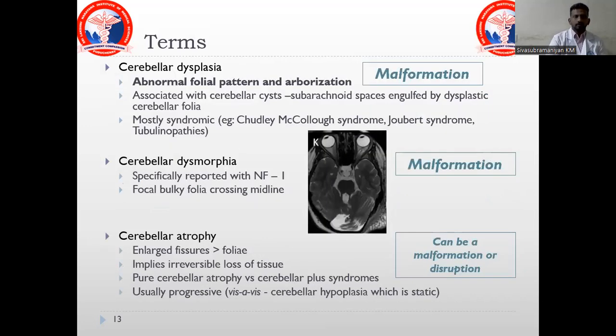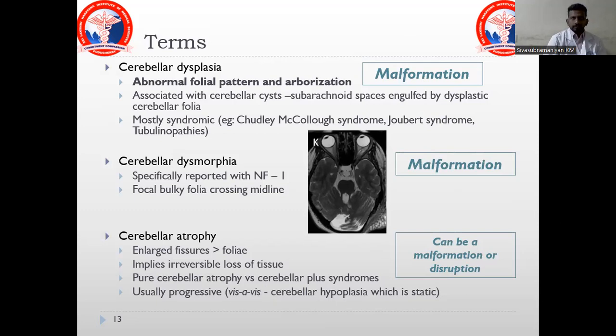Moving on. We also have terms like cerebellar dysplasia, where there is an abnormal folial pattern and arborization, and you usually have syndromes associated with it, like Joubert syndrome, etc., and it is a malformation. Next is cerebellar dysmorphia, that is a focal bulky folia crossing the midline, like that we see over here, and it is a malformation, usually associated with NF1.